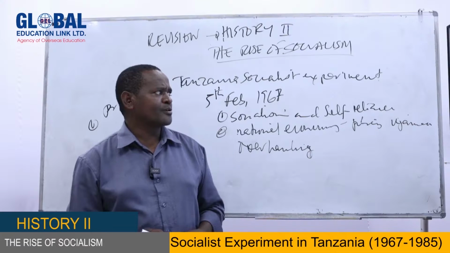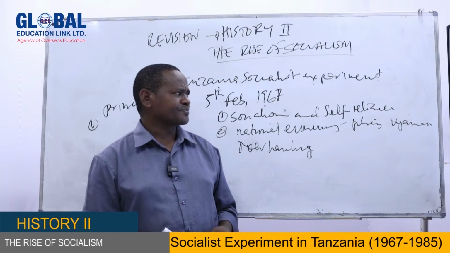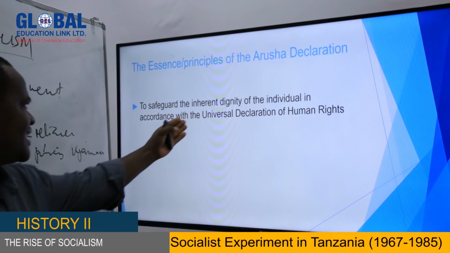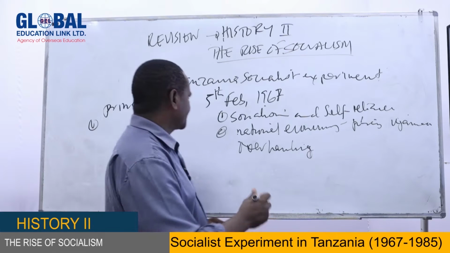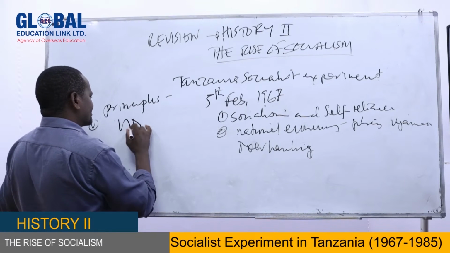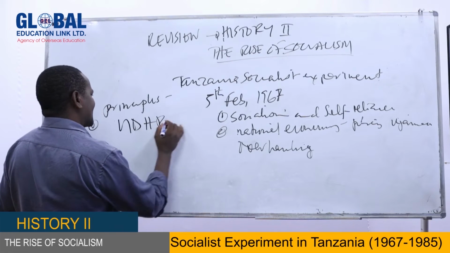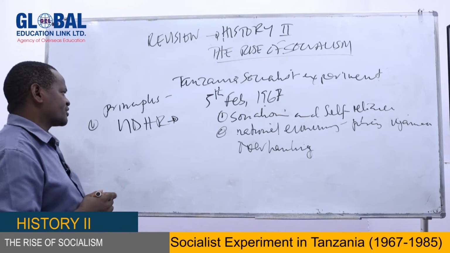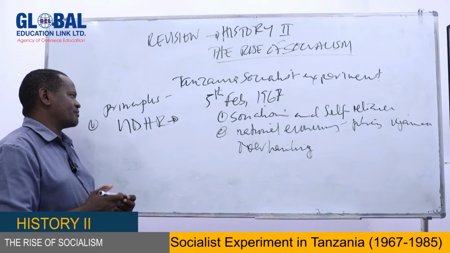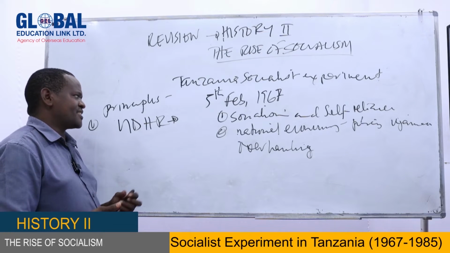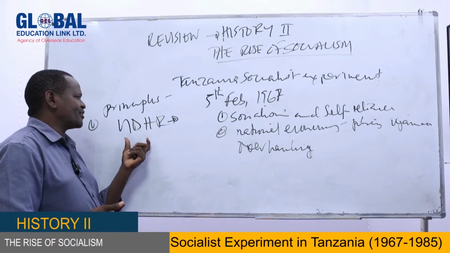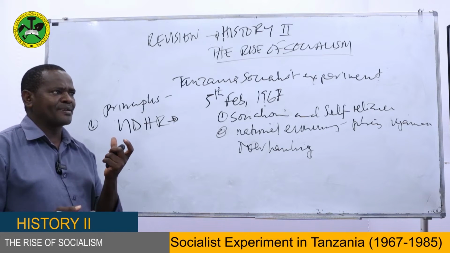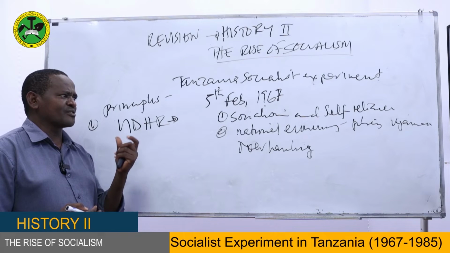The second principle or essence of the Arusha Declaration was to safeguard the inherent dignity of the individual, according to the Universal Declaration of Human Rights. Remember, here we are talking about the Universal Declaration of Human Rights, and this is, of course, the Geneva Convention of 1948, which came with the Universal Declaration of Human Rights. That means human rights should be respected. So one among the essence of the Arusha Declaration was to respect the dignity of human rights.